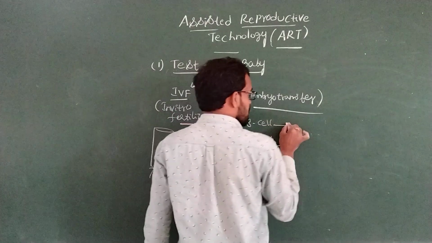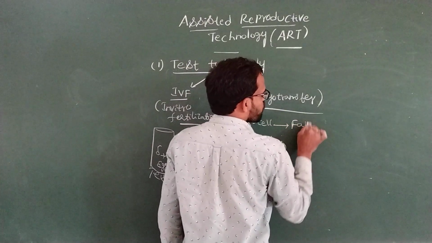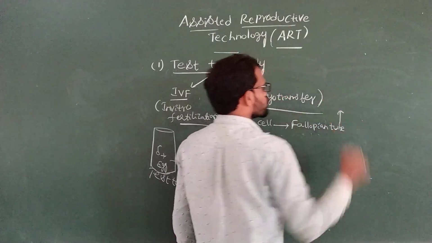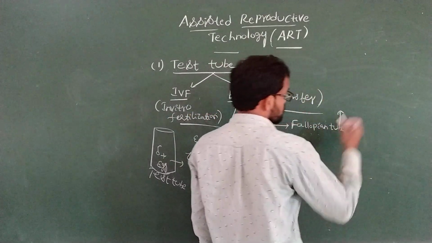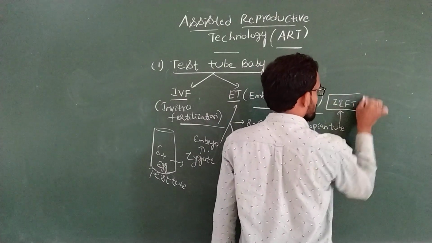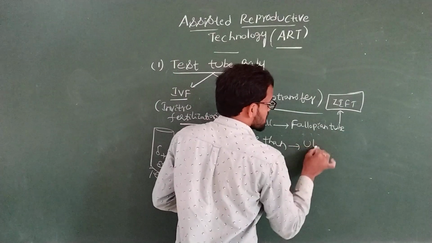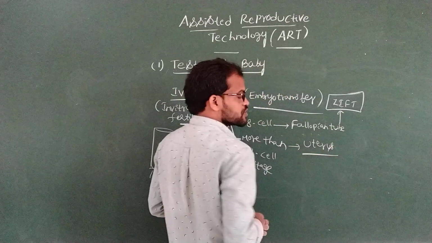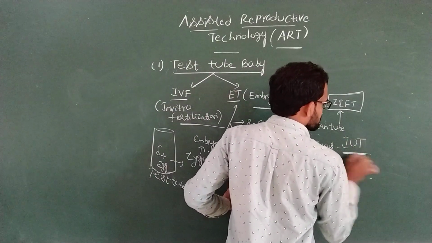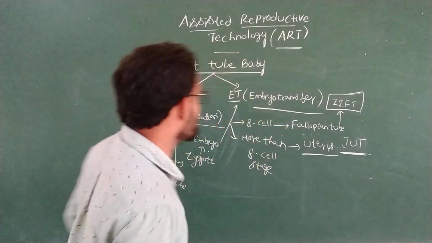If the 8 cell stage embryo is transferred into the fallopian tube, the condition is known as zygote intra-fallopian transfer. If the embryo is at more than 8 cell stage and is transferred into the uterus, it is known as intrauterine transfer. This is the first technique for test tube babies.